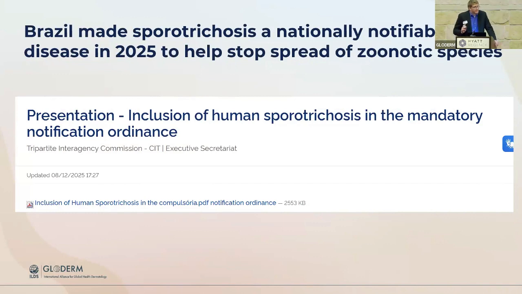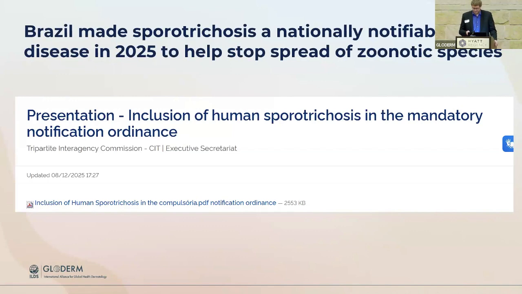But what's really cool is that oftentimes we cannot determine how common a disease is in a country if it's not reportable. Just last year, we were able to work with the Brazil Ministry of Health to make sporotrichosis a reportable condition. So we're actually getting real-time data on the number of cases occurring, which is another great advocacy tool to show the true burden, at least from a case count perspective, that can lead to future studies and future interventions.